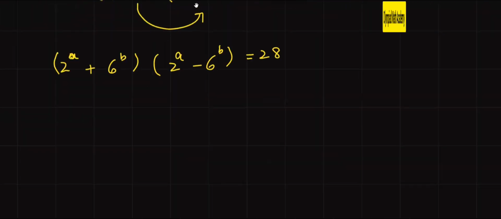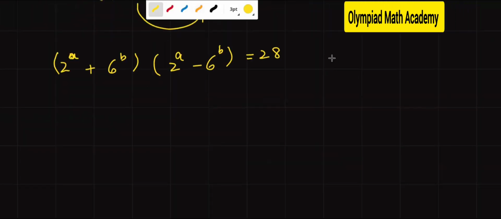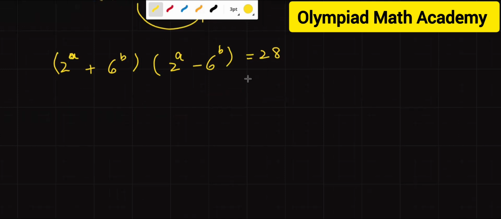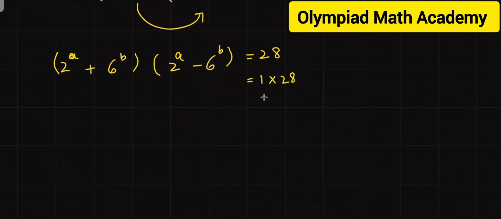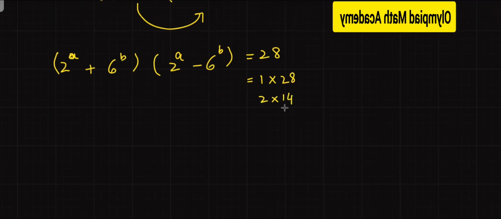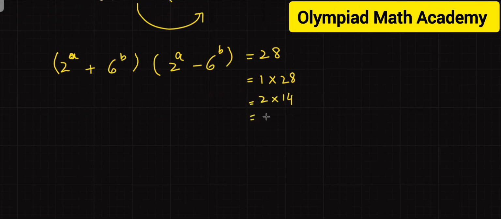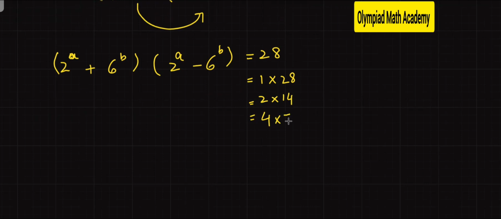Now we have to break this 28. We can write down the different factors of 28. So one is 1 times 28. The second one is 2 times 14. And the third one is 4 times 7.